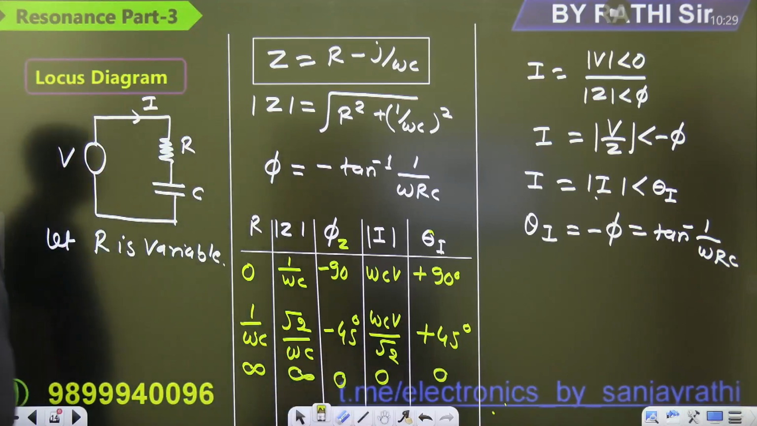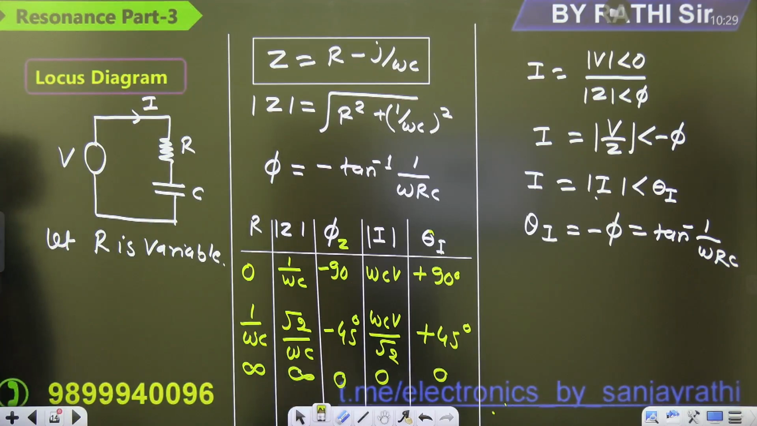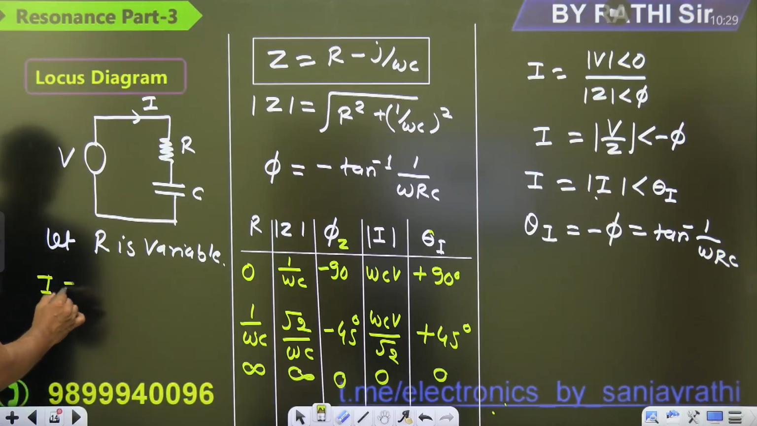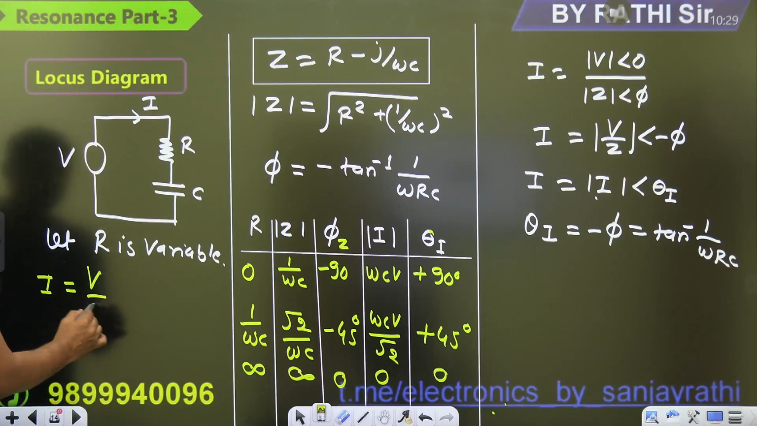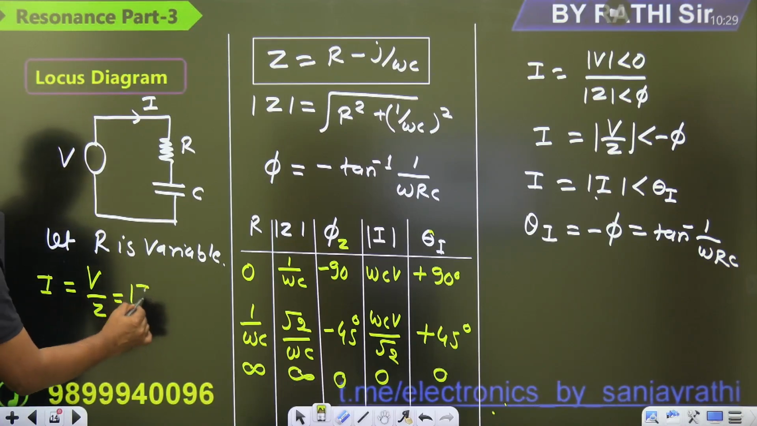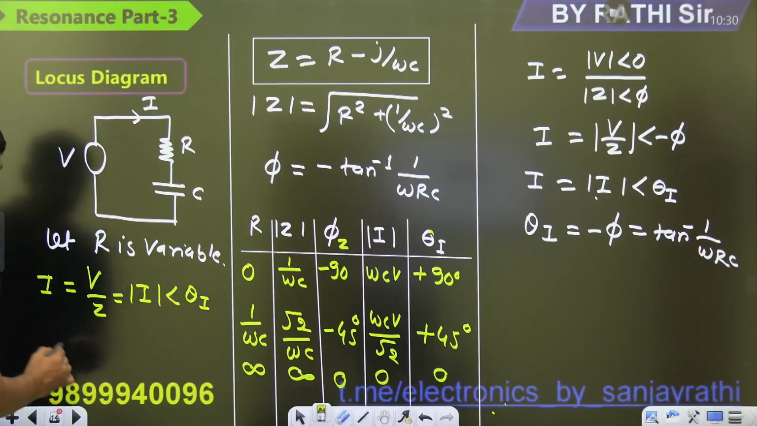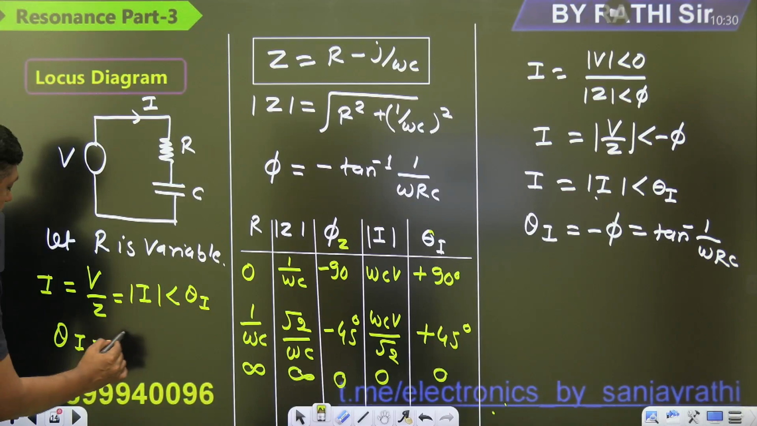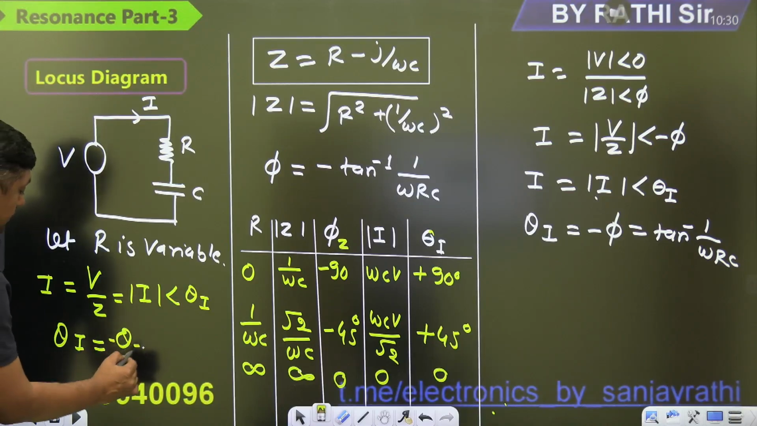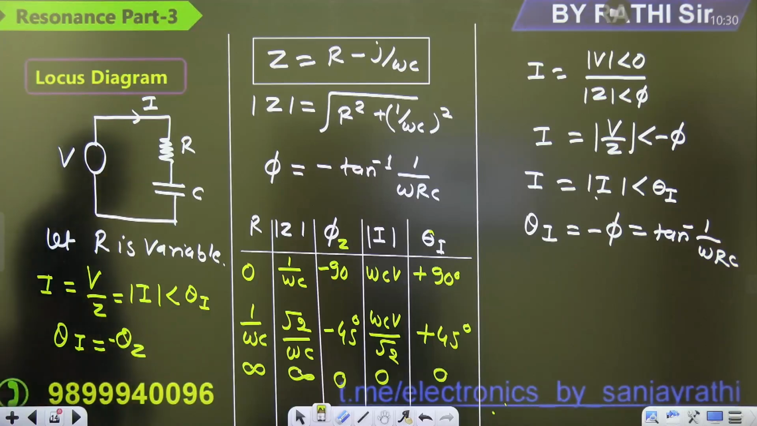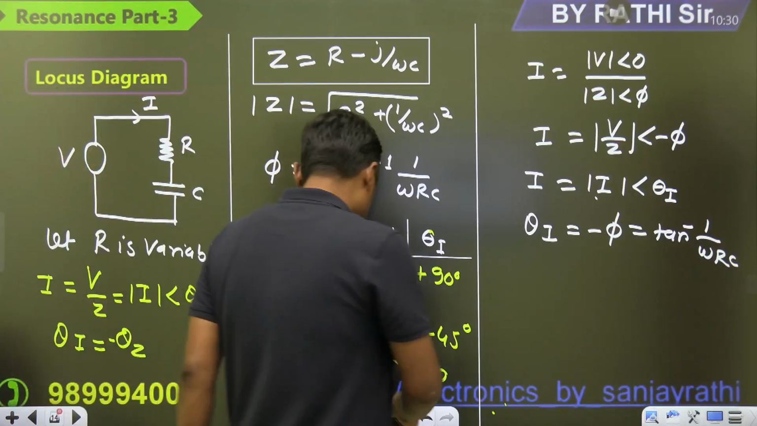This is the table. So first of all, focus on the table. And that is the formula, guys. Remember, I is equal to V by Z, and you will get mod of I angle phi. Therefore, phi I is equal to minus phi Z. That is the case, so you can get the complete table.